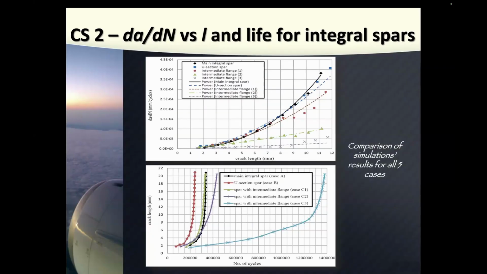And now, comparison of simulation results for all 5 cases. Look, the worst case was the integral I-beam. It was around 200,000 cycles, so 3 times longer life than the original differential spar. But the I-beam with intermediate flange, 1.4 million cycles. So it's something like, I don't know, 25 times longer fatigue life with crack than initially. And then I said to the manufacturer, use this.